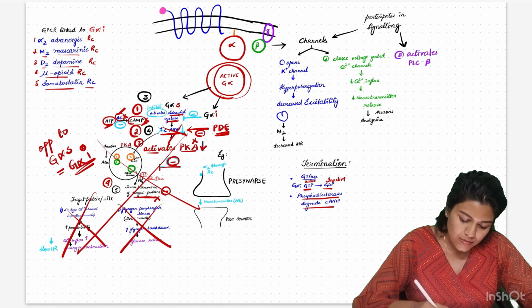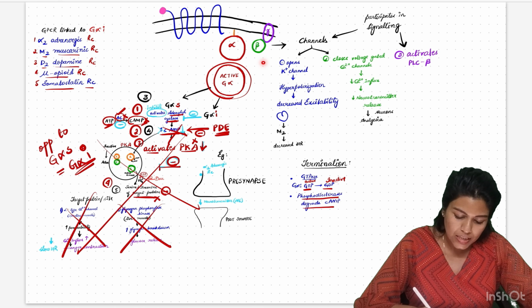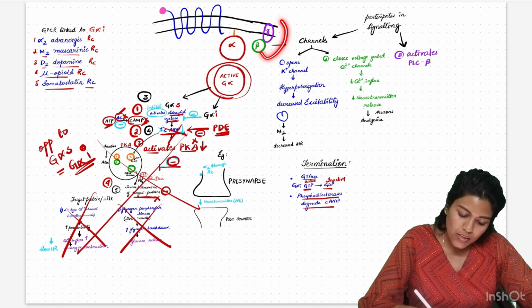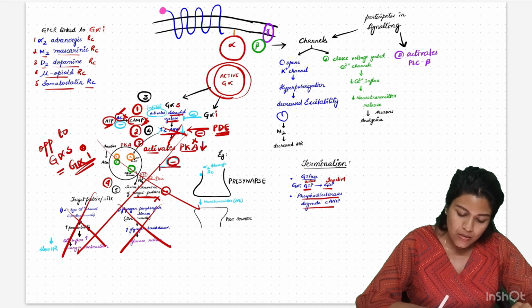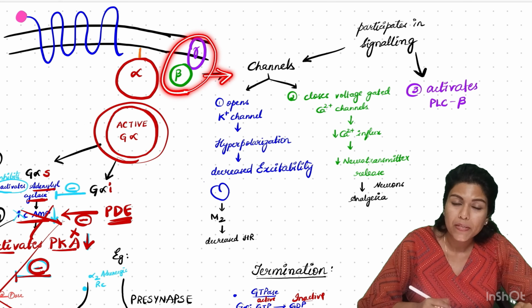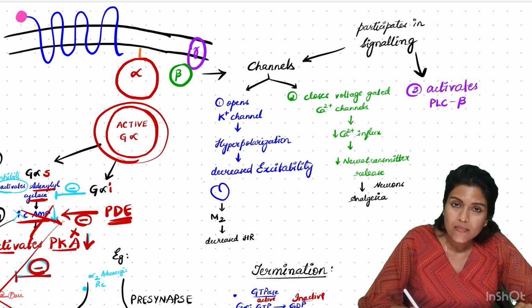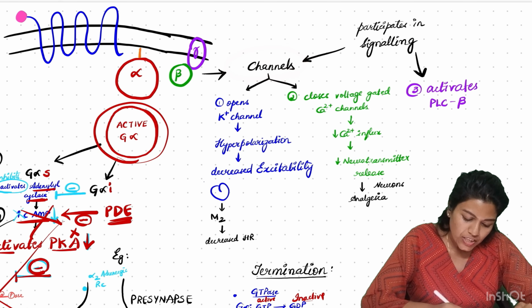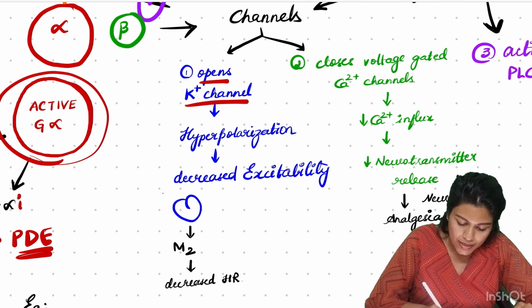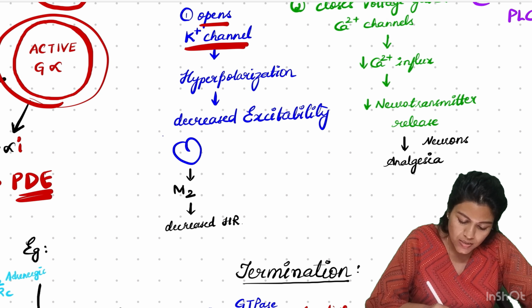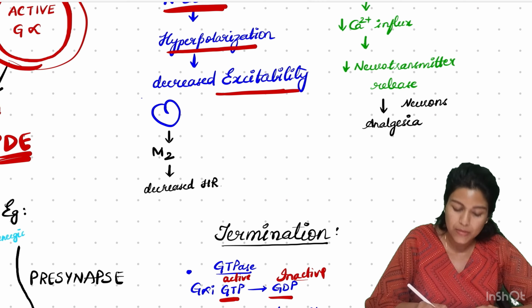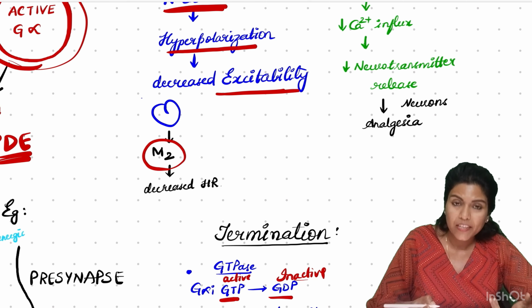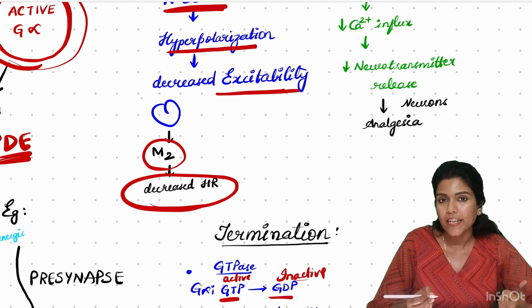And we have said this alpha subunit will dissociate from the beta gamma dimer. So on one side the alpha signaling is occurring, and on the other side the beta gamma dimer will function as a single unit. This beta gamma dimer also has its independent signaling pathway. This signaling will act on channels. It will open potassium channels. Because of the opening of potassium channels, it will cause hyperpolarization. Hyperpolarization means there's decreased excitability in the heart muscles. That means it is acting on the M2 muscarinic receptors and causing decreased heart rate.